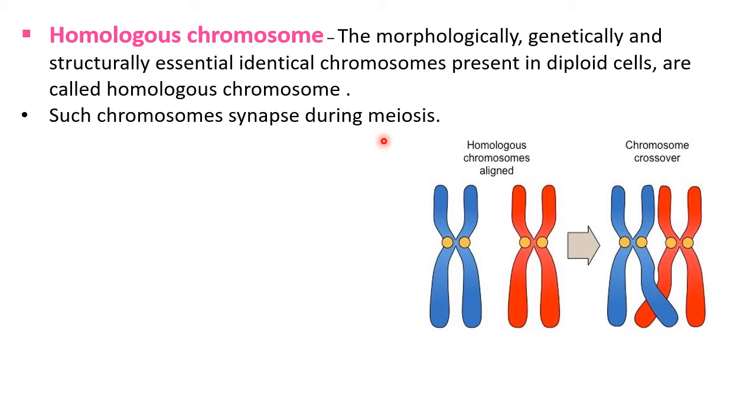in an organism, when there is a formation of gametes, meiosis occurs, while after fertilization mitosis occurs. So meiosis and mitosis are the two types of cell divisions found in living organisms. So homologous chromosomes mean, for example, in the diagram we see two chromosomes, one shown in blue color and another one shown in red color.